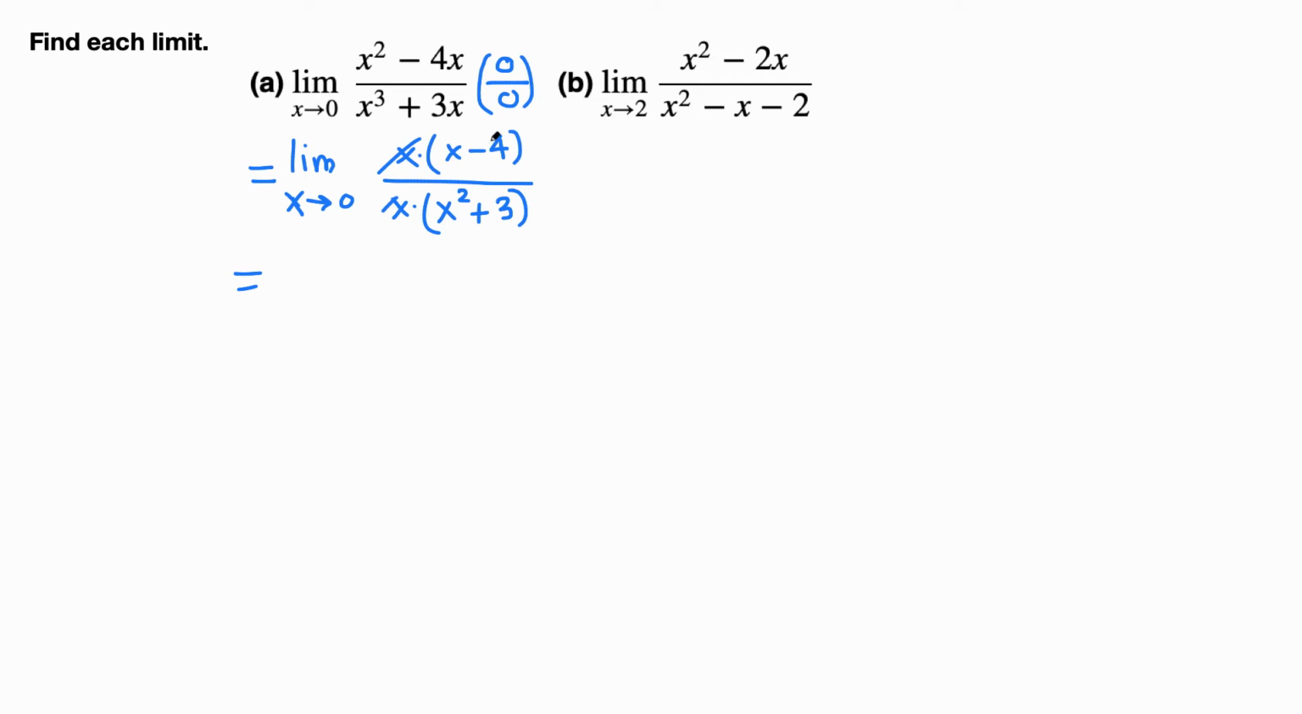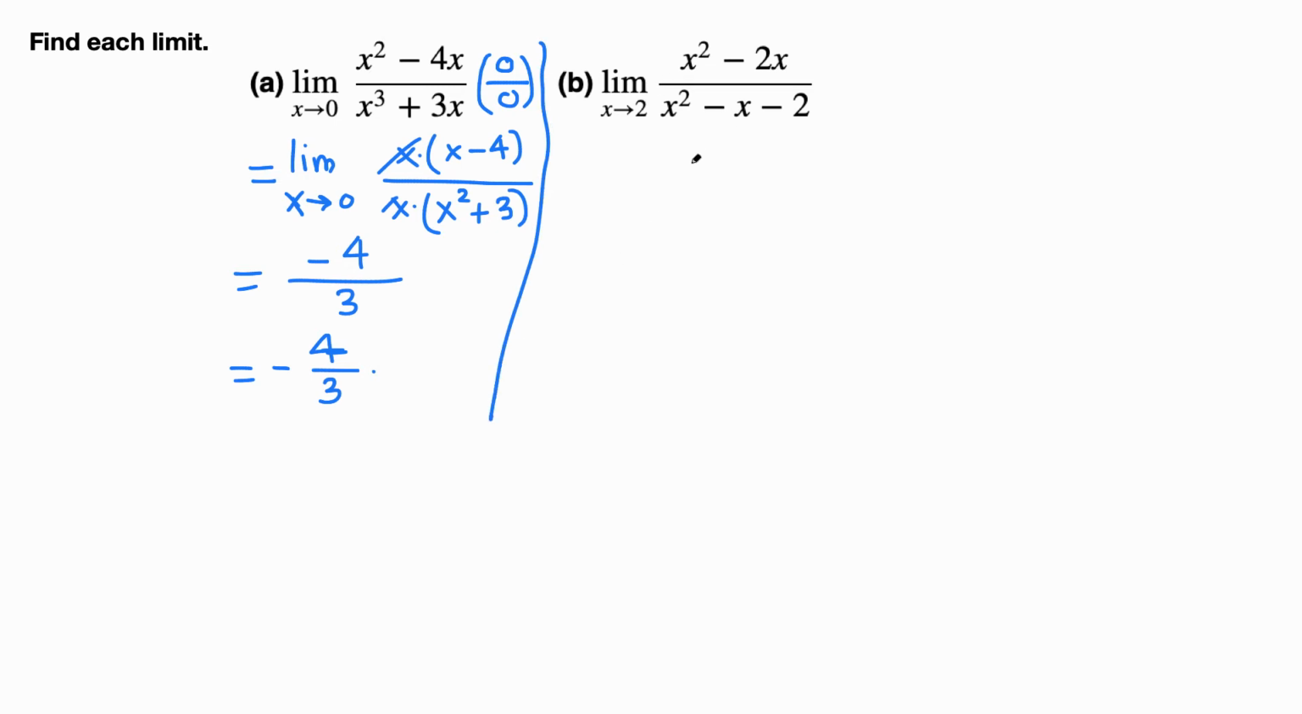So 0 minus 4, that's negative 4 on the top. 0 squared is 0 plus 3, just 3. So negative 4/3. Negative on the top or on the bottom, we always pull to the front. So negative 4/3 is the limit.